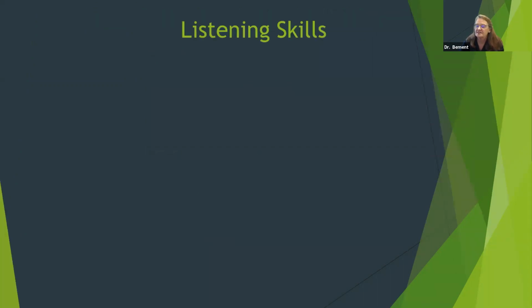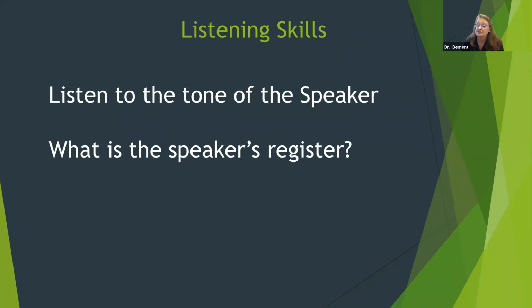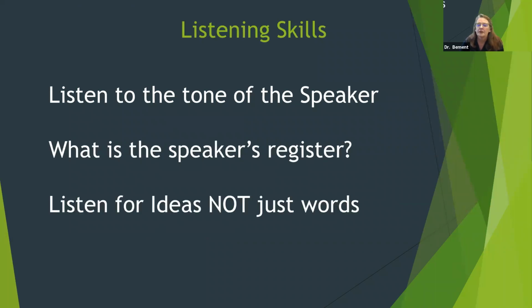So the first thing we have to look at is our listening skills. While we're listening, we're going to be listening to the tone of the speaker. We're going to be listening to the speaker's register. We also need to look at ideas. Don't just listen to the words being said. Part of consecutive interpreting is to listen, comprehend, analyze. So you're actually getting the whole big picture to visualize, not just individual words as they're coming in. And while you're doing that, you're thinking of the context.